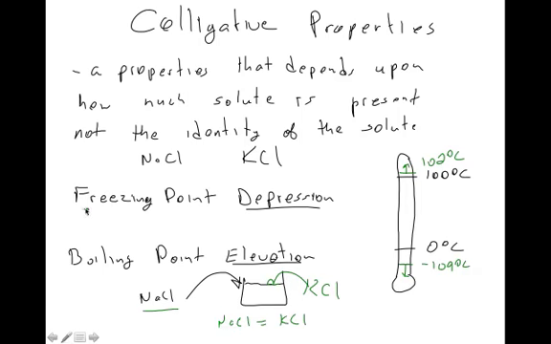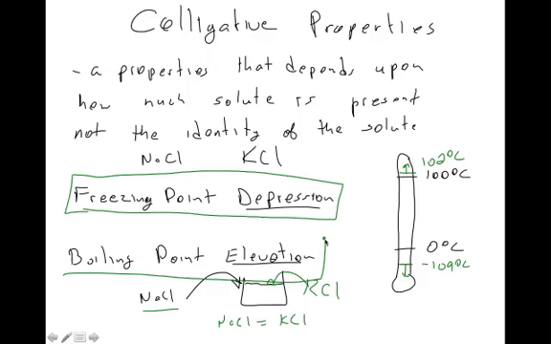So know the definition of what a colligative property is, and then know what the two that I'm interested in this year are. So freezing point depression and boiling point elevation would be the two that I want you to know what they are. So colligative properties, know those.